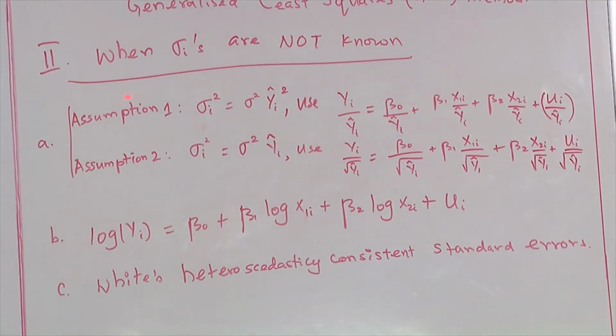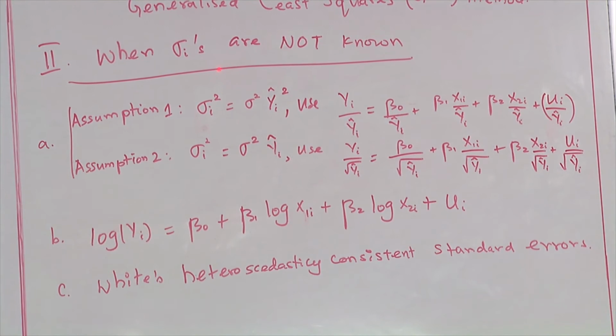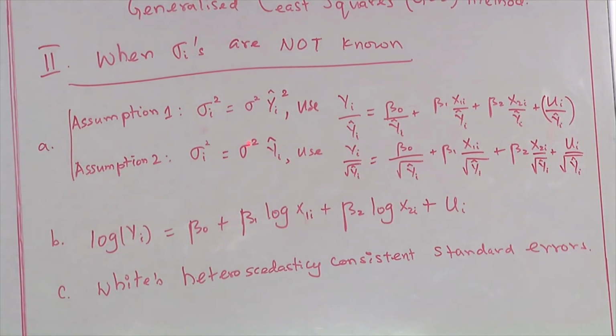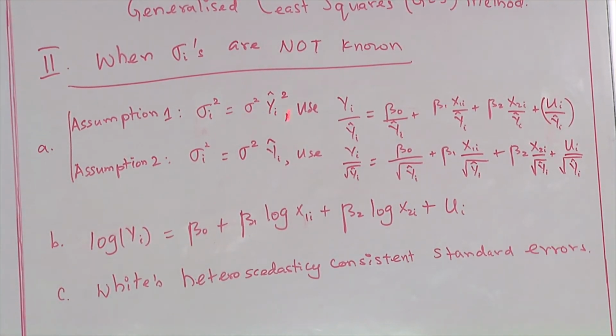There is another set of procedures, that is the second set of procedures. Here we assume sigma_i squared is not known. Here, instead of knowing the values a priori, we assume the variance is directly proportional to the square of the estimated y, or proportional to the estimated values of y_i. In both the cases, just a transformation. The GLS is applied with different transformations.